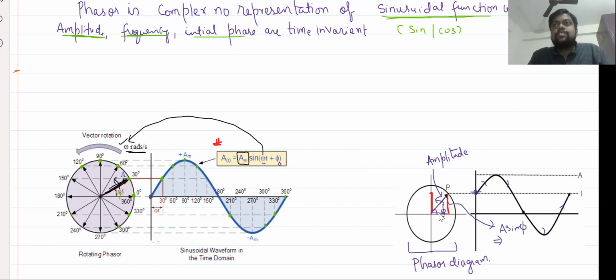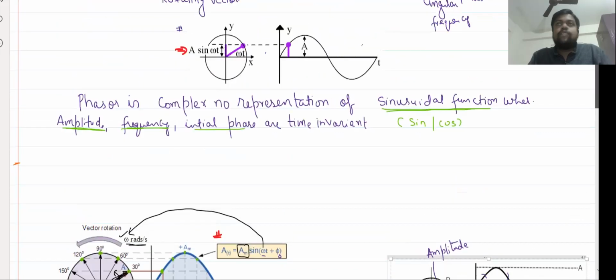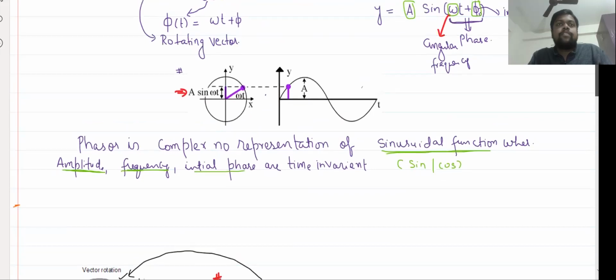This phase is changing with time. Initially it is some phi naught, say phi naught here, but it will not be constant, it will change with time. How will it change? This phi can be written as omega t plus phi naught. So this represents the SHM. That means this projection of the amplitude, that red line, will represent the simple harmonic motion also. So this can be used for current as well as voltage. A similar diagram we can make for that also.